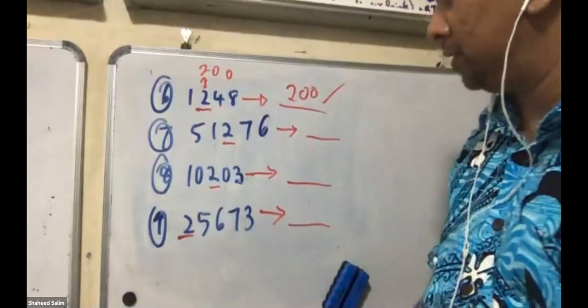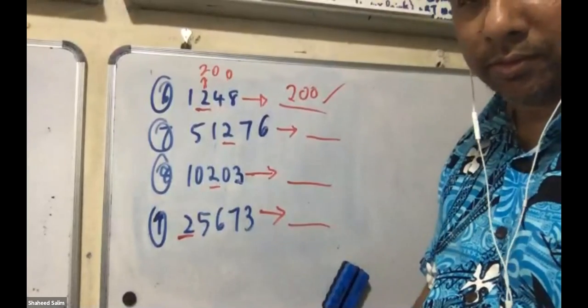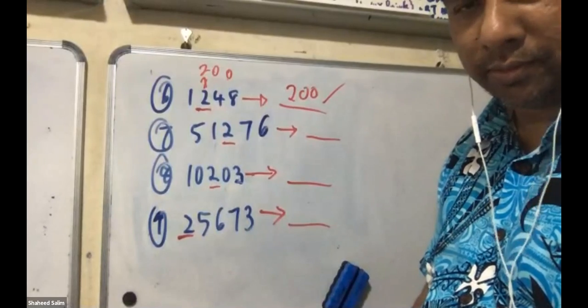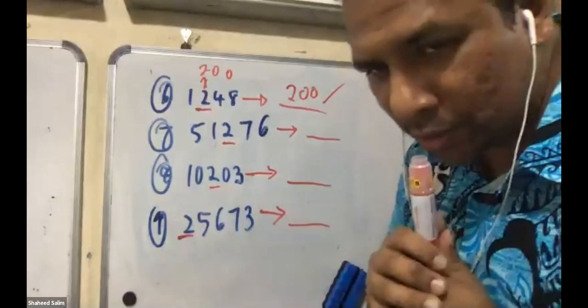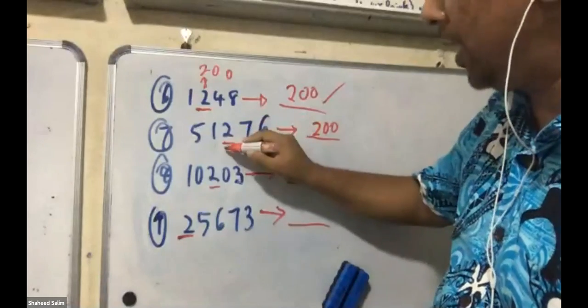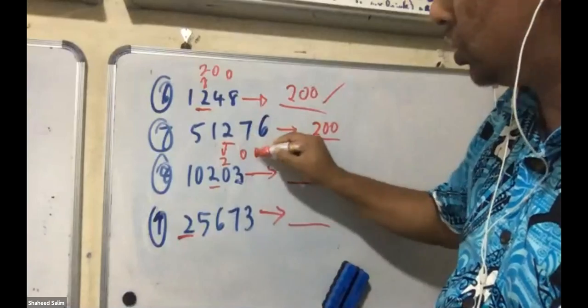Naomi, what's the answer? Question 7. Paging for Miss Naomi. 200. Well done again. All right, same thing. We draw an arrow. It is 200. Well done.